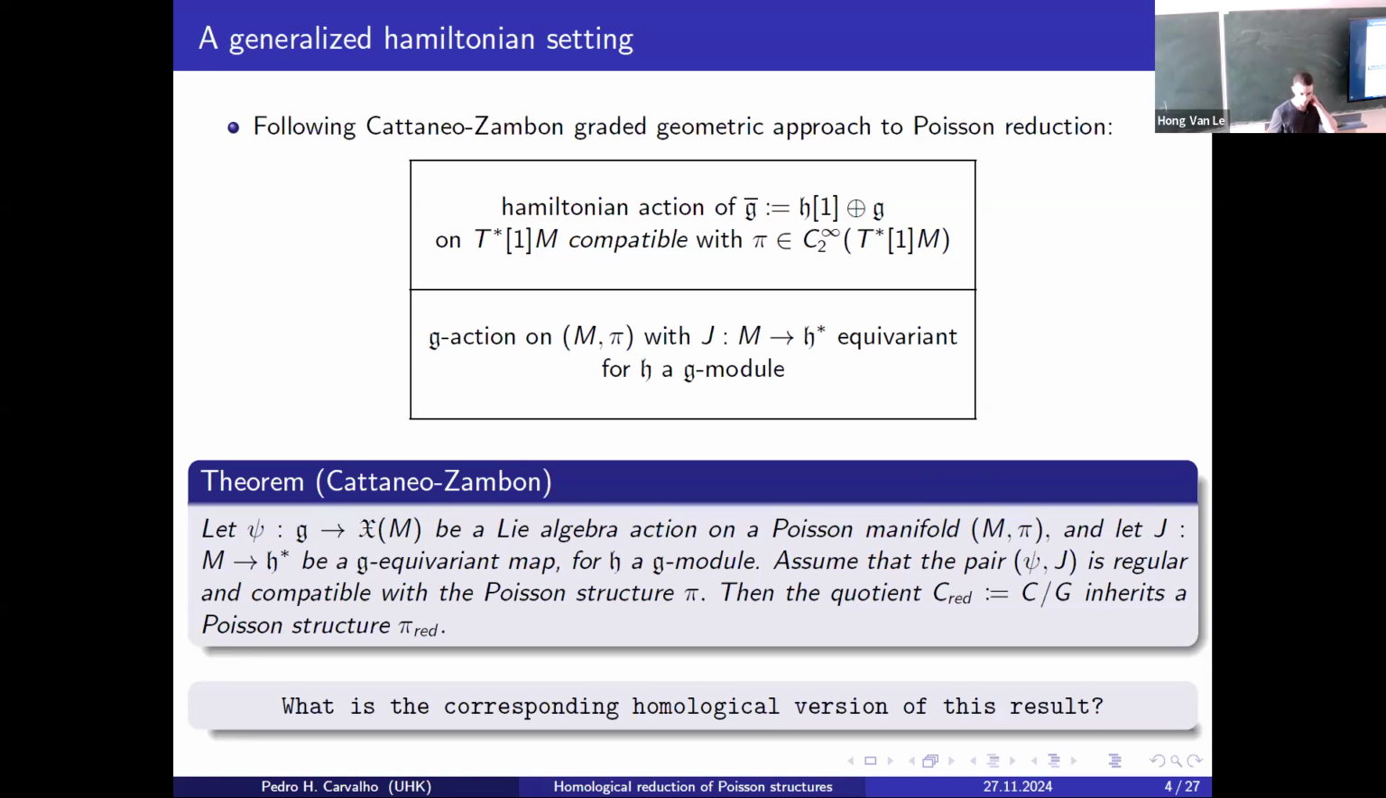Okay. So, should we be reading that theorem? Or should you read it for us?